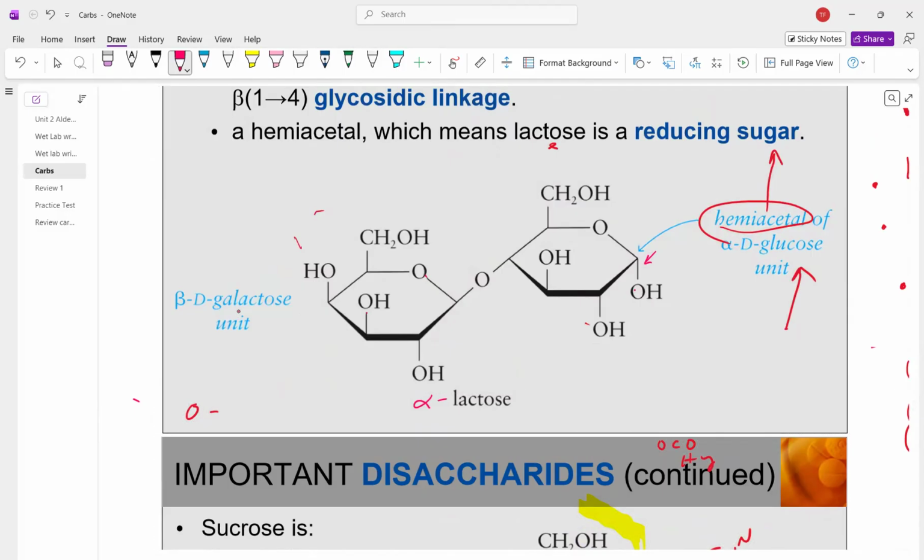So we've got two OCOs. And there's an H here and an H here. So we have H and no OH. So that means this is an acetal.